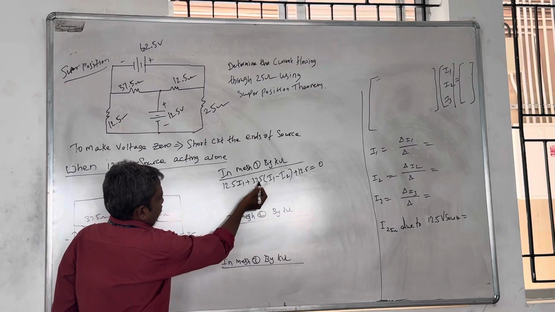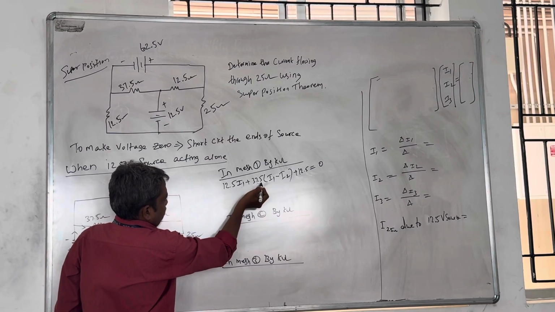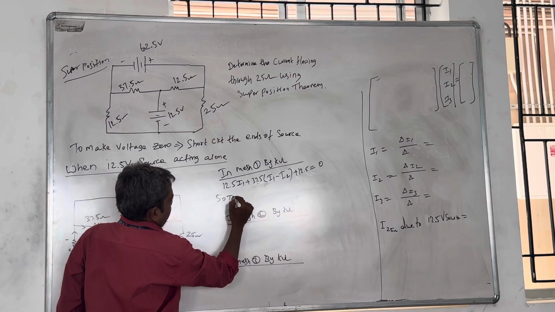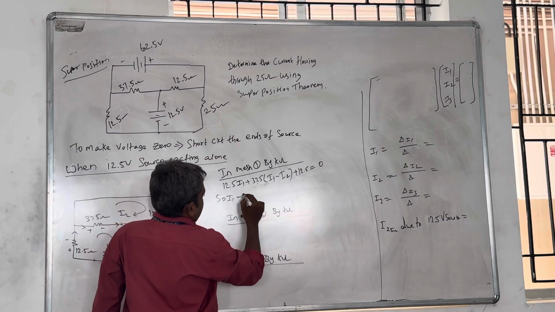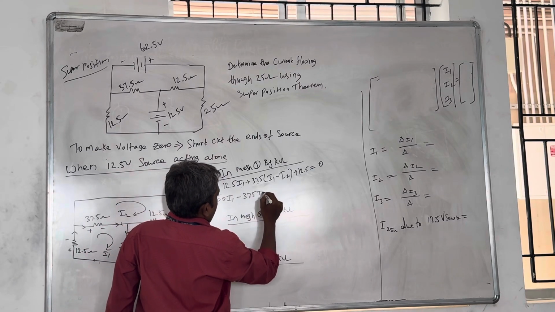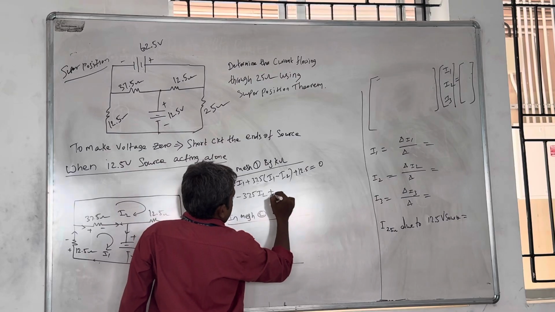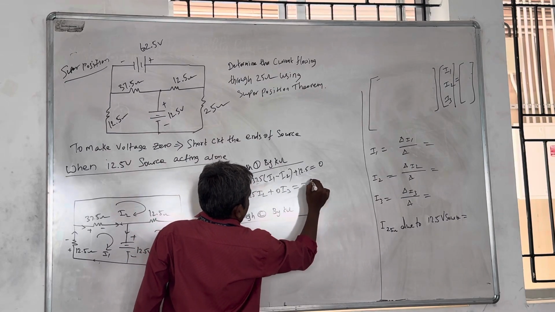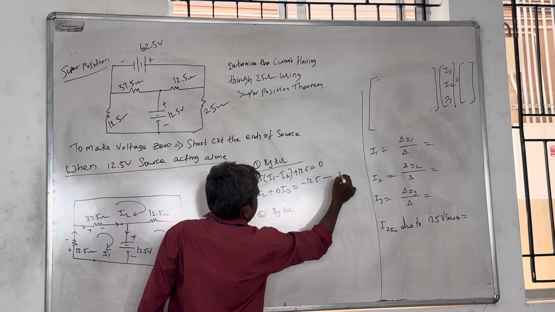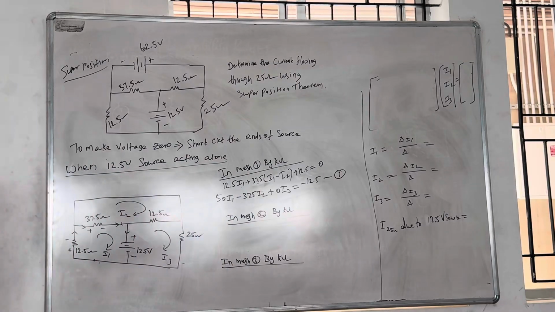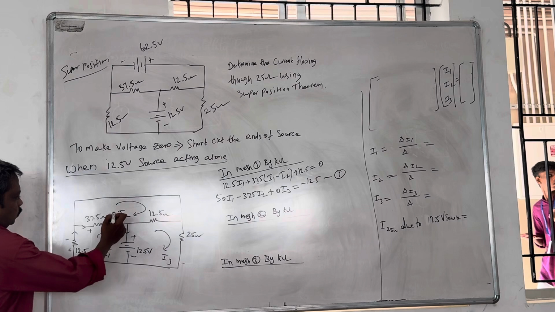Consolidate now: 37.5 I1 plus 12.5 I1 is 50 I1, minus 37.5 I2 plus 0 I3 equal to minus 12.5. This is equation 1. Any doubt? So, come to mesh equation 2.